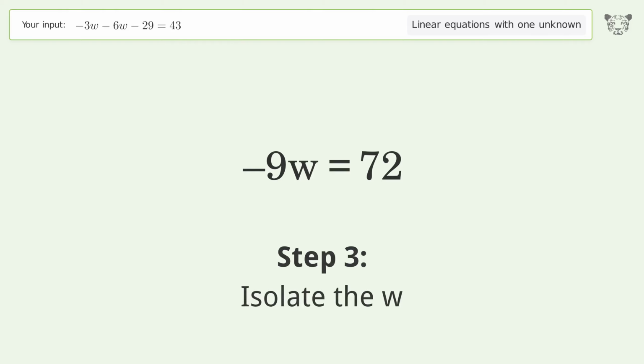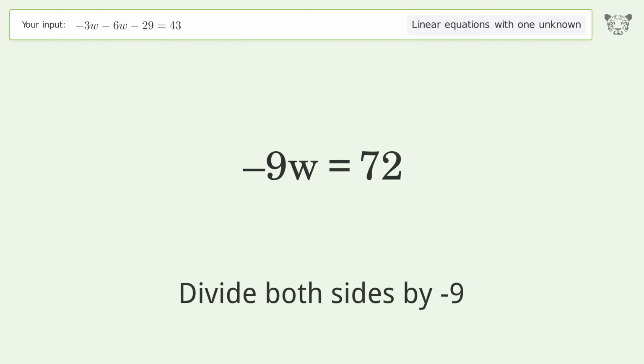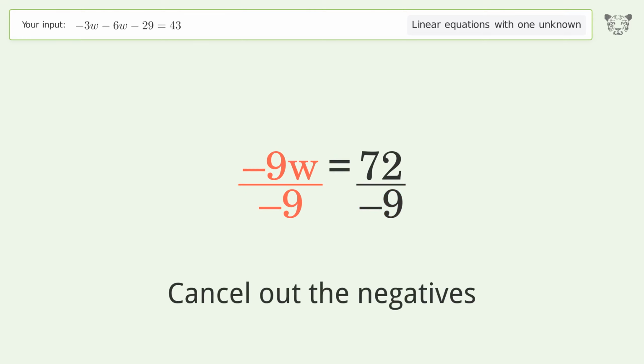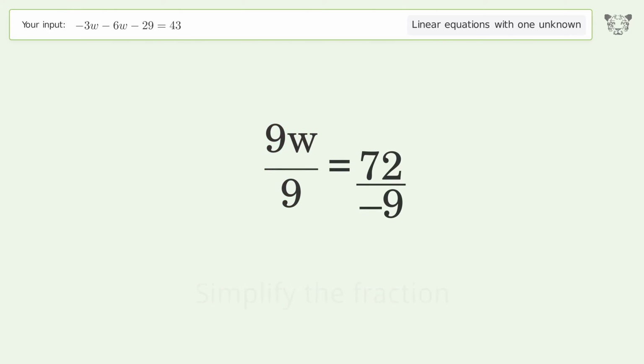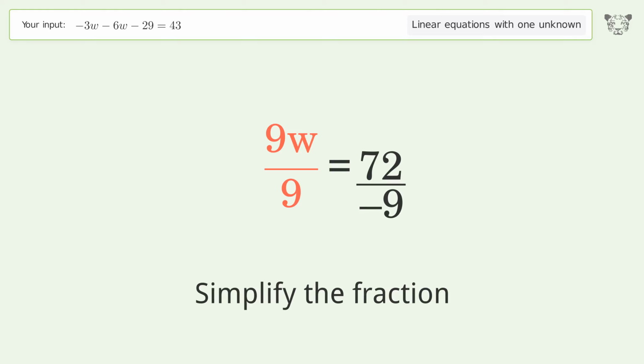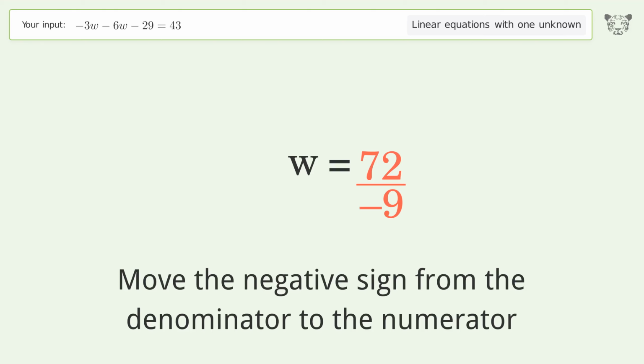Isolate the w. Divide both sides by -9. Cancel out the negatives. Simplify the fraction. Move the negative sign from the denominator to the numerator.